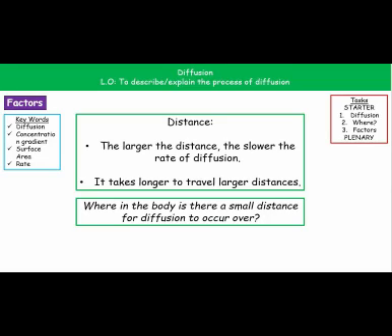So when we're talking about our particles trying to actually move across a greater distance, same thing. It takes them longer, so there's a slower rate of diffusion there. Now, where do we think there's a small distance for diffusion to occur over? I'll just give you another 30 seconds to see if you can get that answered for me.